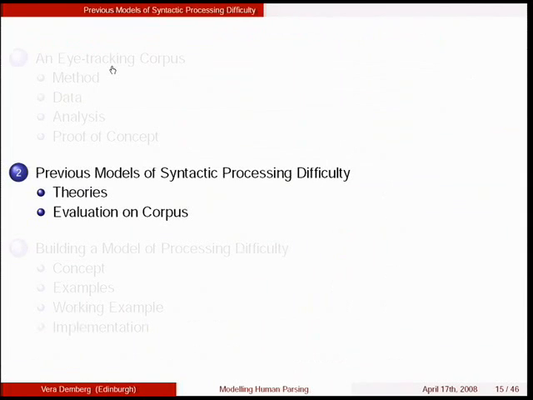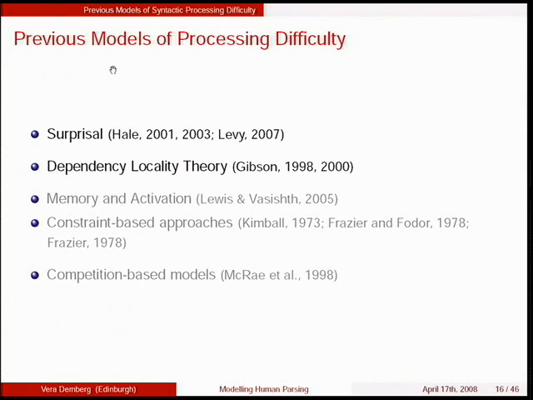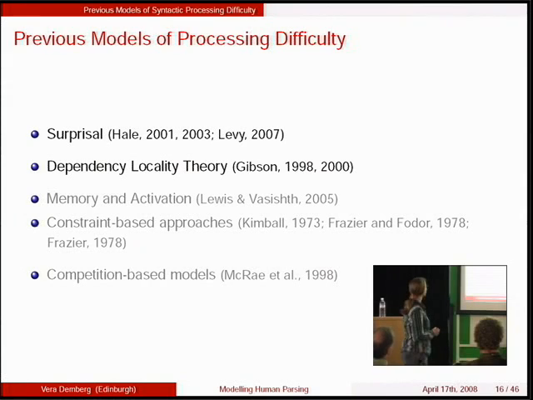Then I implemented two previous theories of sentence processing difficulty and evaluated them on this corpus. There's a bunch of work that's been done before in this area, and I picked two of the methods, surprisal and dependency locality theory. The reason I picked these two is that they are kind of complementary, I think. They cover different aspects. I'm going to explain them in more detail in the next slides.